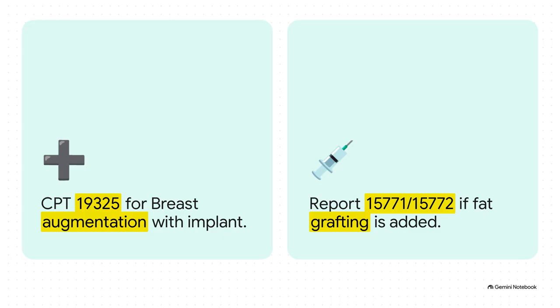Okay, let's dive into a really important nuance. While 19325 covers the augmentation with a prosthetic implant, surgeons will sometimes use autologous fat transfer to further improve the contour and correct tissue defects. If fat grafting obtained by liposuction is performed alongside the implant, you report add-on codes 15771 or 15772. But here's the catch for auditors. You have to look for the precise CC documentation of the injected fat, not just the raw lipoaspirate. CPT 15771 covers the first 50 cc, and 15772 covers each additional 50 cc of injectate.